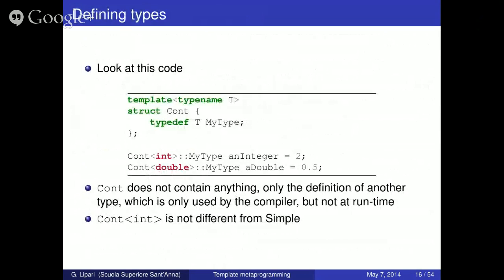Okay, so now look at this code. This is also very strange, but you have a structure cont which inside has nothing but a typedef, T my type. So basically you are defining T as my type. And so when you do cont int my type, you are basically obtaining an integer. And when you do cont double my type, you have a double. So again, this is very stupid.